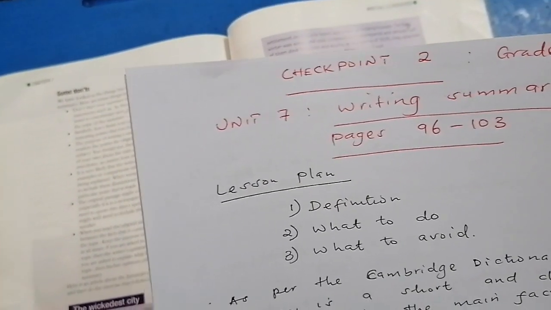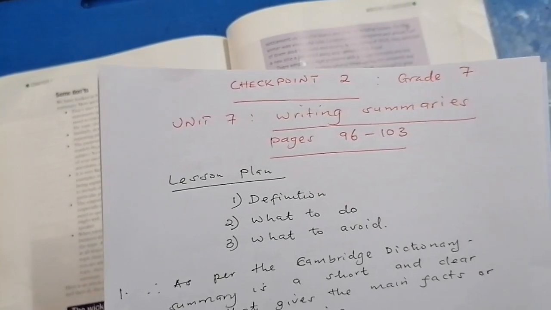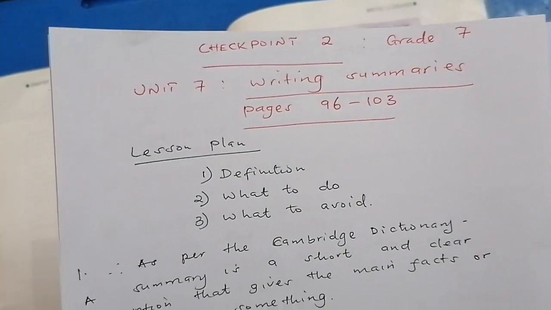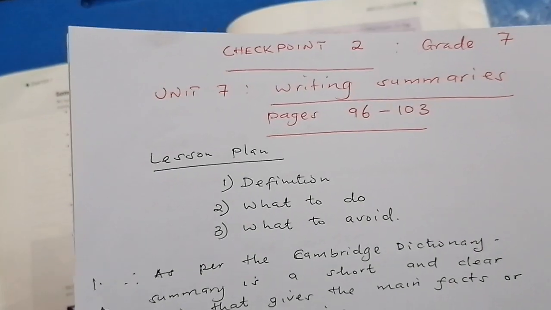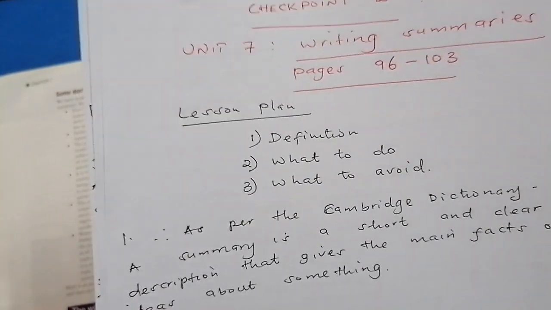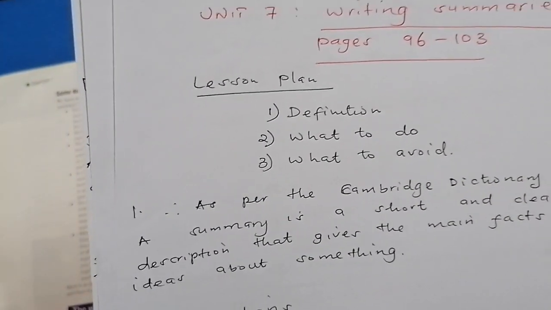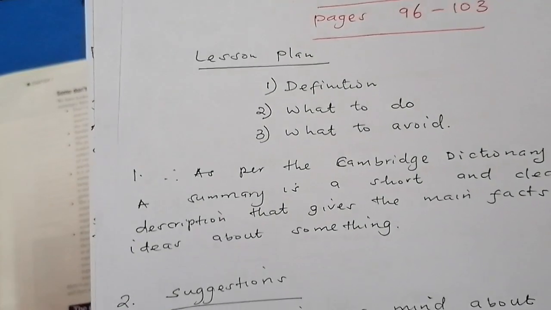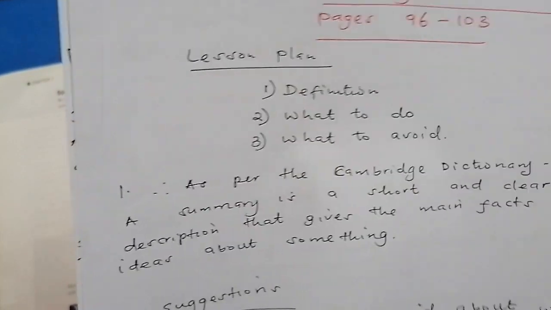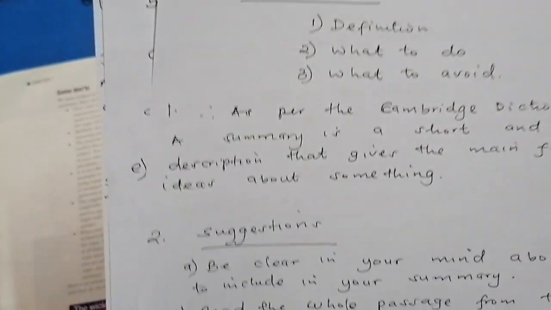Good afternoon. Today's lesson is on checkpoint 2, that is grade 7, unit 7, and is all about writing summaries. As you can see, it starts from page 96 to 103. And as per my lesson plan, I have three main things that I'm going to look at. That is, first of all, to define what is a summary, and then secondly, what to do. These are the suggestions, and then what to avoid when writing summary.